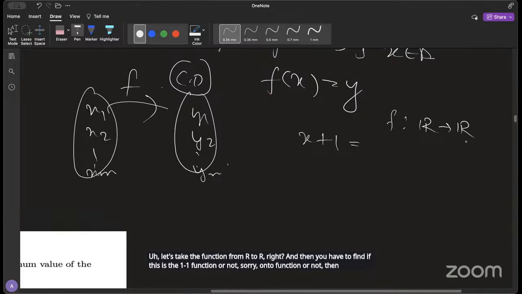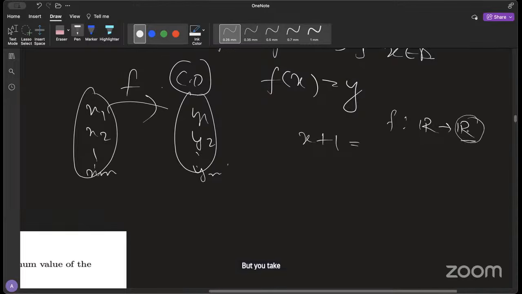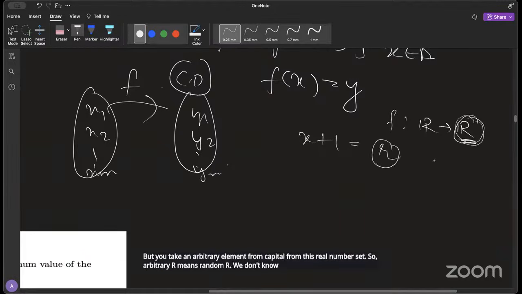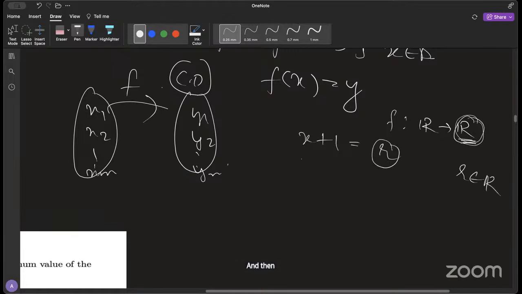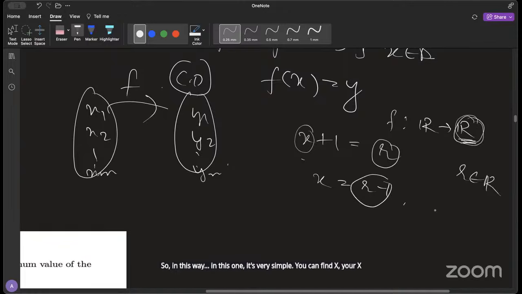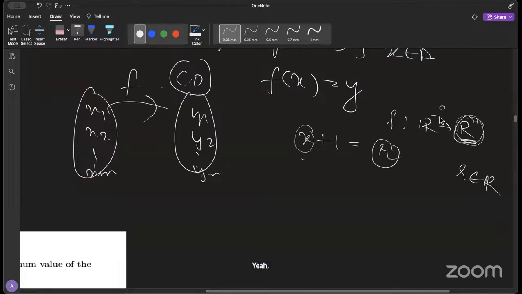Then what you do is take an arbitrary element from this real number set. Arbitrary R means random R. We don't know what this R is, but we know that it belongs to real numbers. And then you test if you can find an x such that x plus 1 is R. In this one, it's very simple. Your x will be R minus 1, and it's in R.